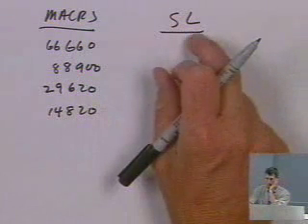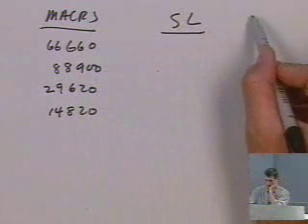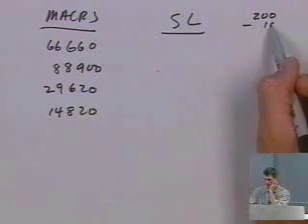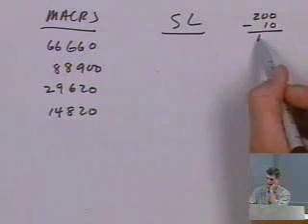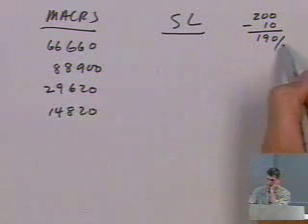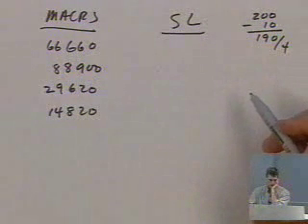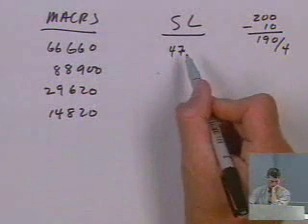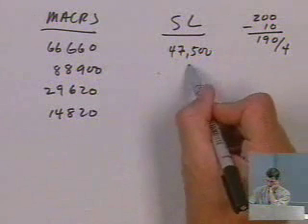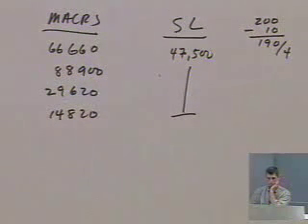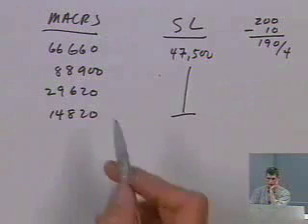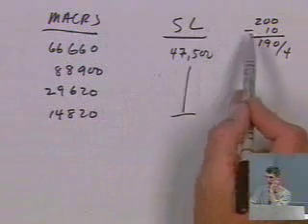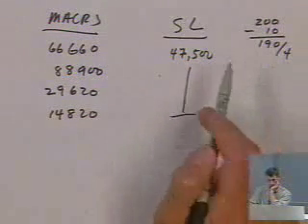Now, if we use straight line, we would take the asset value, which is the original cost of 200, subtract out the salvage value of 10, and have a depreciable base of 190. Divide that by 4 years using straight line, and that comes out to be $47,500. The tricky part being what? With MACRS, you do not include the salvage value. For straight line, you would include the salvage value.